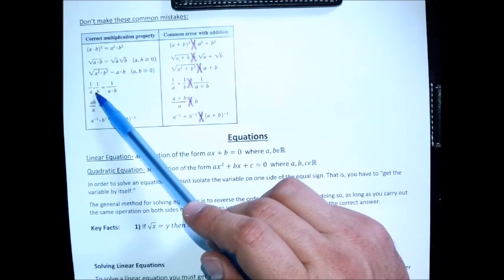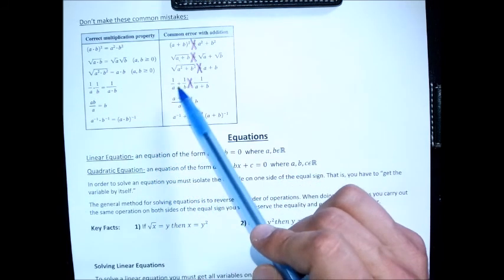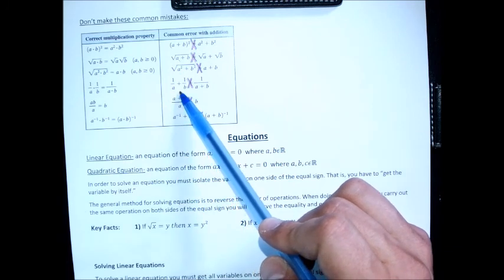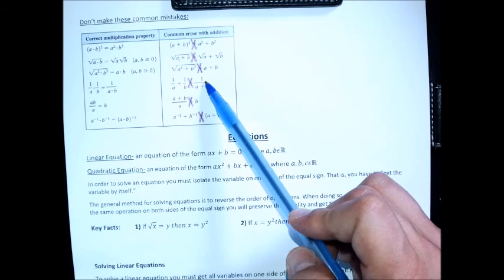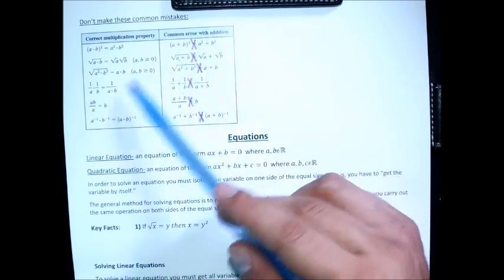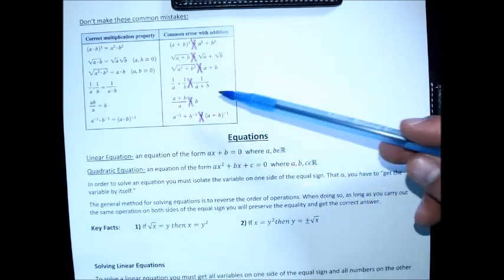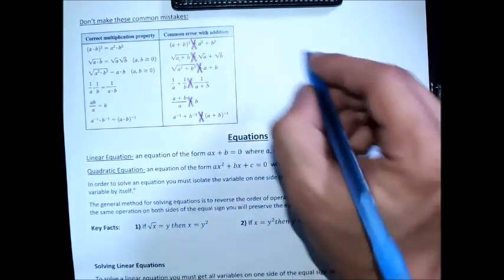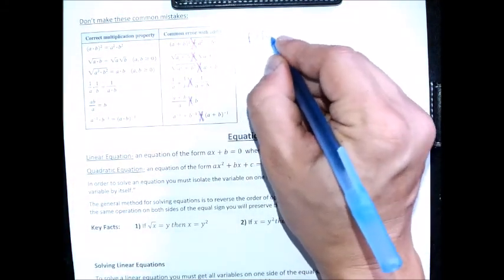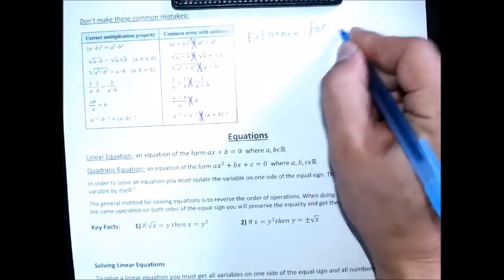Same thing with fractions. Fractions that are being multiplied, you just multiply straight across, but not when they're being added. When fractions are being added, you cannot add them straight across. You need a common denominator. This is just a reference for you in case you want to try one of those things. You might want to come back here and see if it's on this list. It's a reference for common mistakes.